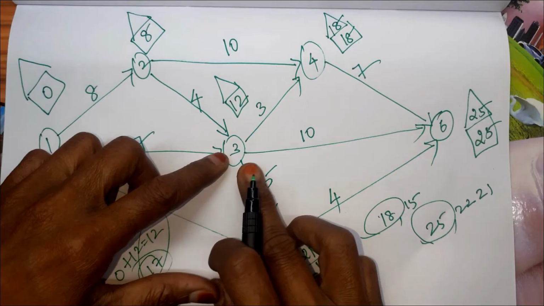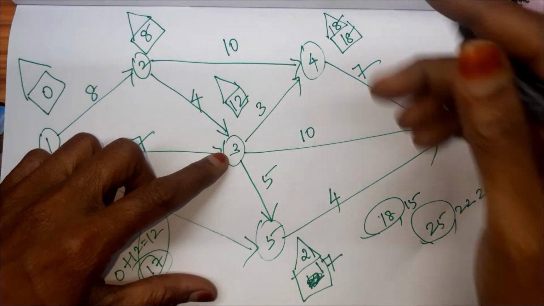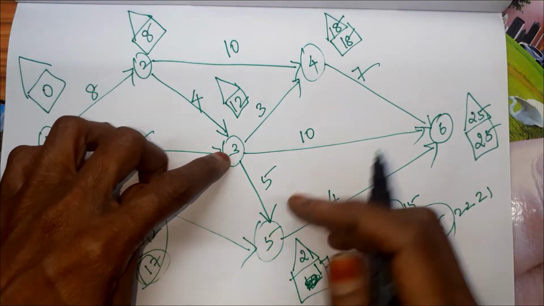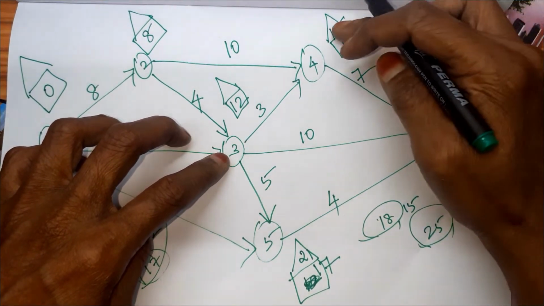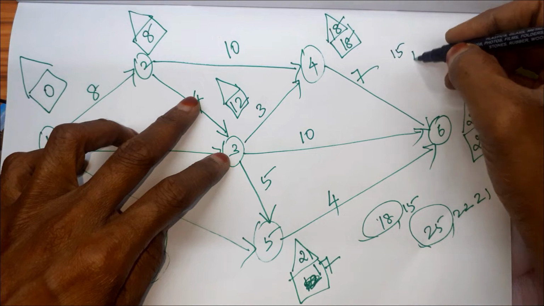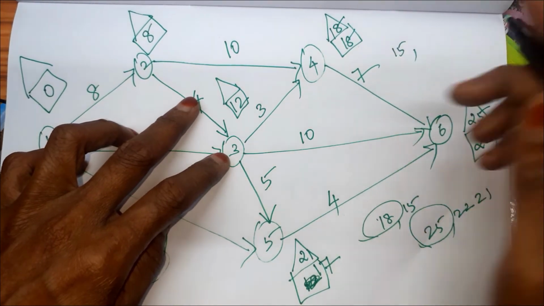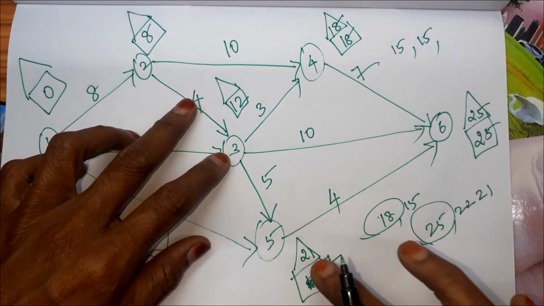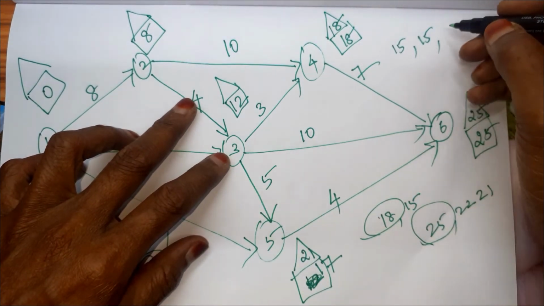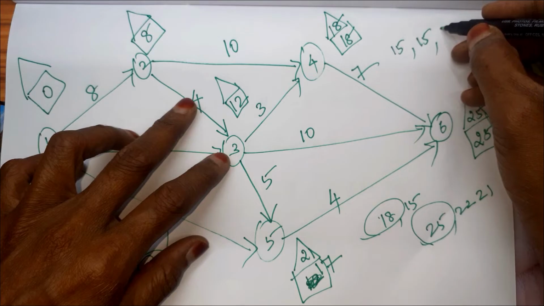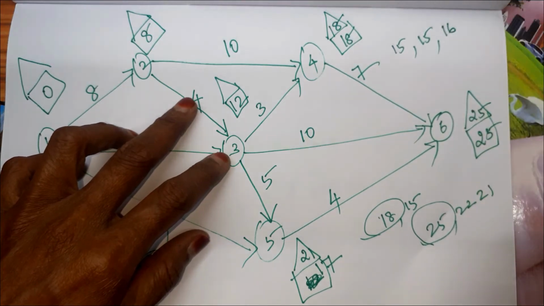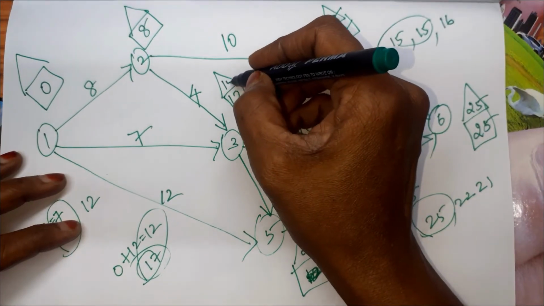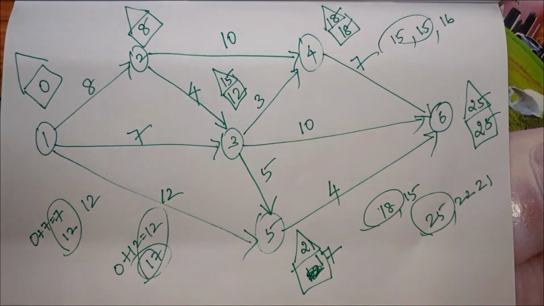For 3, we have three options: this 4 value, 6 value and 5 value. So on the whole, we have to take the minimum. 18 minus 3, 15. 25 minus 10, 15. And this one, 21 minus 5 is 16. Which is the minimum? 15. So 15 we have to take for 3.